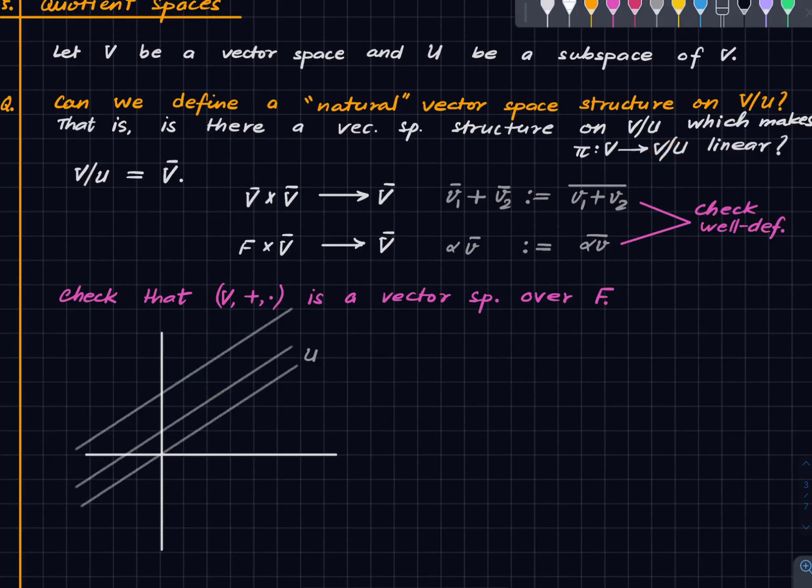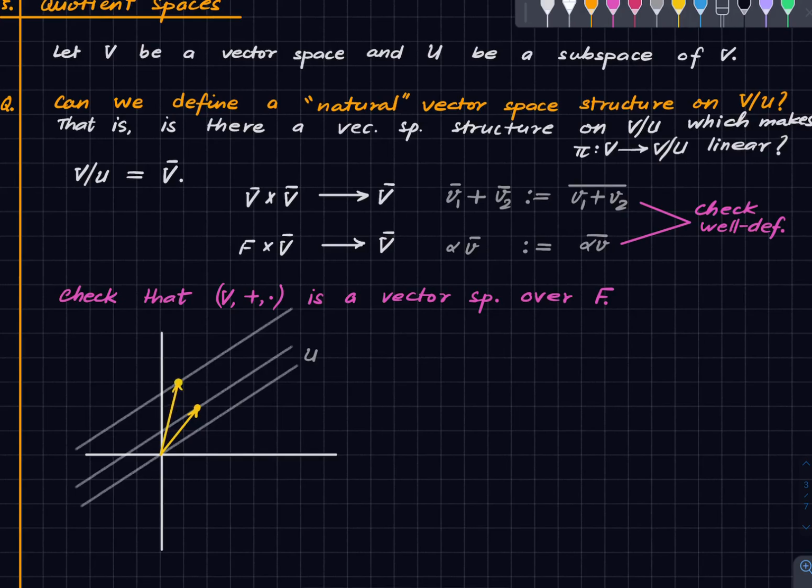So pick two representatives. What are the representatives of this coset? All the points of this coset, they are precisely the representatives. So pick a representative. This is a representative, this point, and let's say we choose a representative for that.